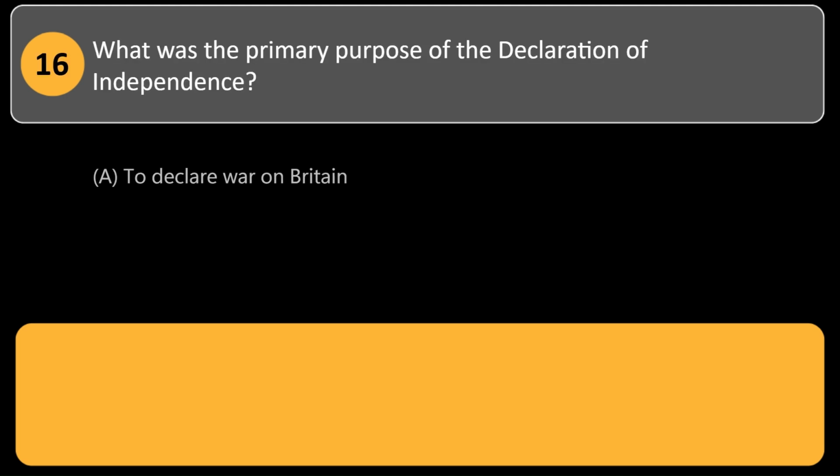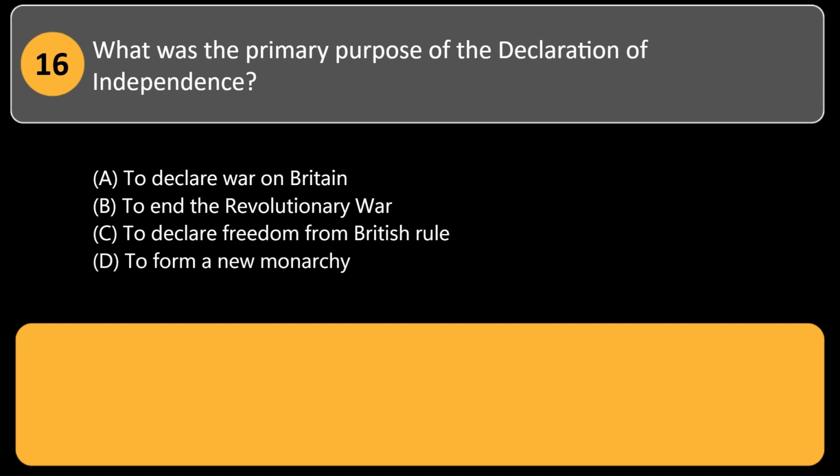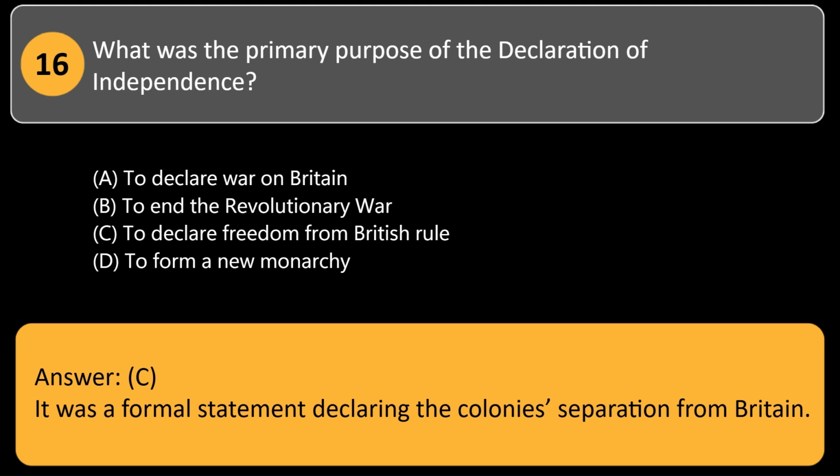What was the primary purpose of the Declaration of Independence? A. To declare war on Britain. B. To end the Revolutionary War. C. To declare freedom from British rule. D. To form a new monarchy. Answer, C. It was a formal statement declaring the colonies' separation from Britain.